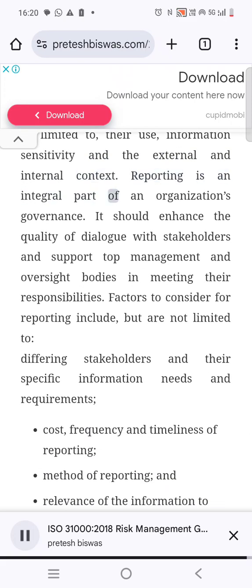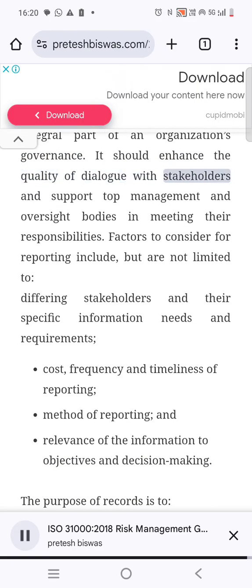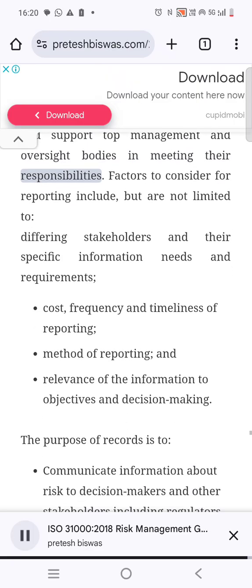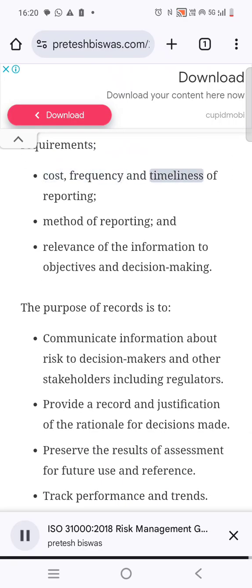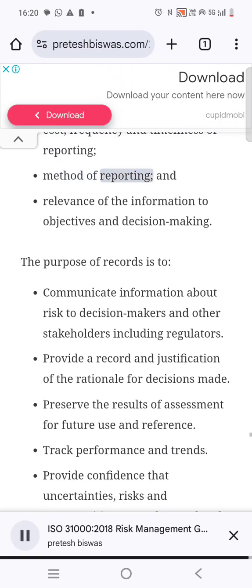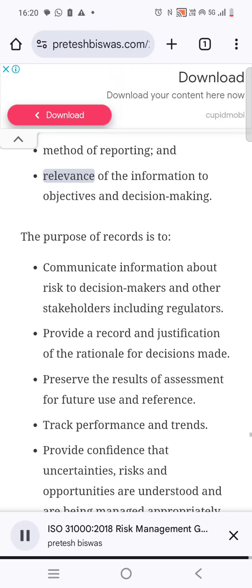Reporting is an integral part of an organization's governance. It should enhance the quality of dialogue with stakeholders and support top management and oversight bodies in meeting their responsibilities. Factors to consider for reporting include, but are not limited to, differing stakeholders and their specific information needs and requirements, cost, frequency and timeliness of reporting, method of reporting, and relevance of the information to objectives and decision making.